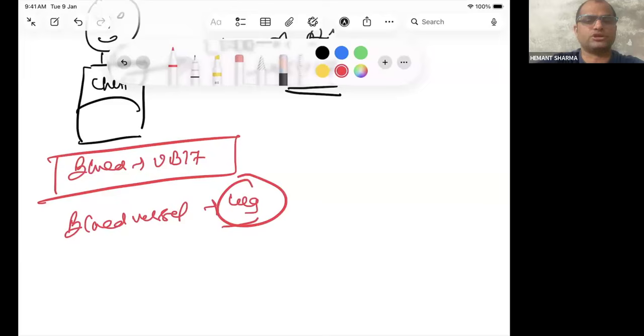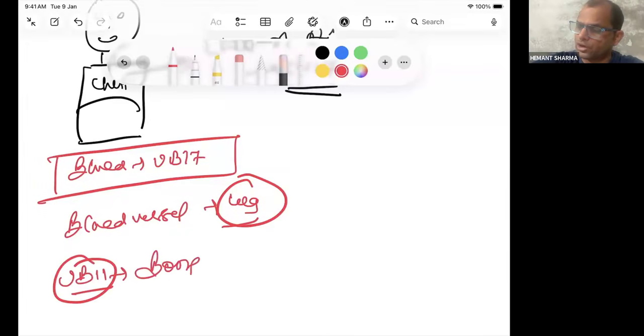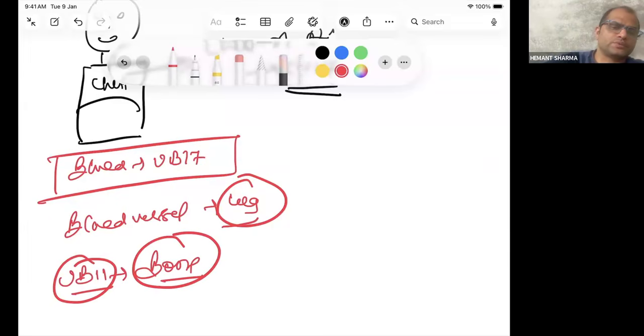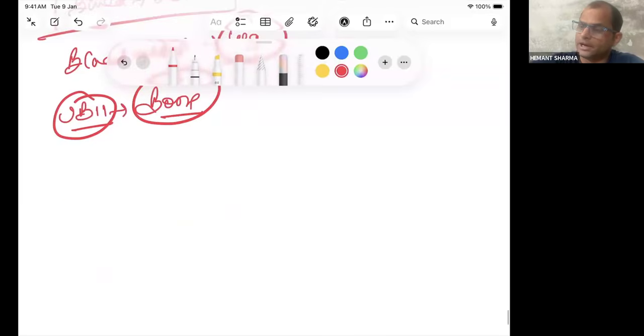Now urinary bladder 11 हमारा एकदम स्पाइन के ऊपर होता है। UB11 is the influential point of all bones. अब आप समझिए, we are treating lots of bone problems, lots of degenerative problems, arthritis problems. Whenever you are planning to treat any bone problem, you can think of UB11.